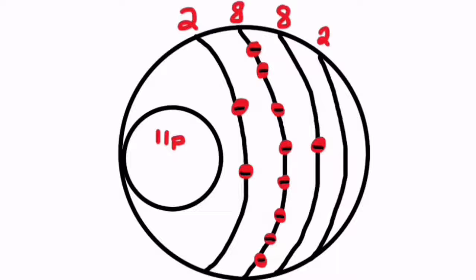Also, there are different rings with different energy intervals. So the first ring on average would be 2, then the second one would be 8, the third one would be 8, and the fourth one would be 2. Keep in mind that this is an average. This doesn't apply to all elements, just some.